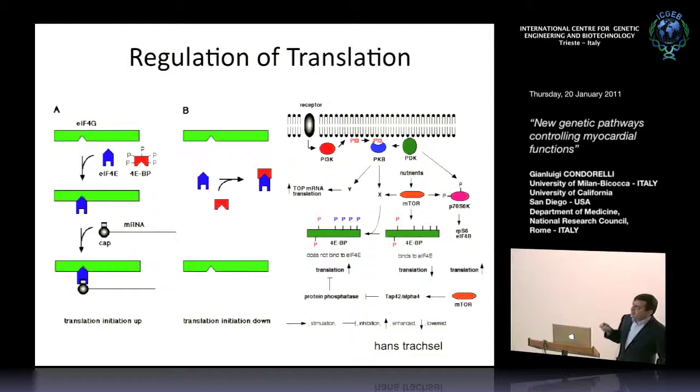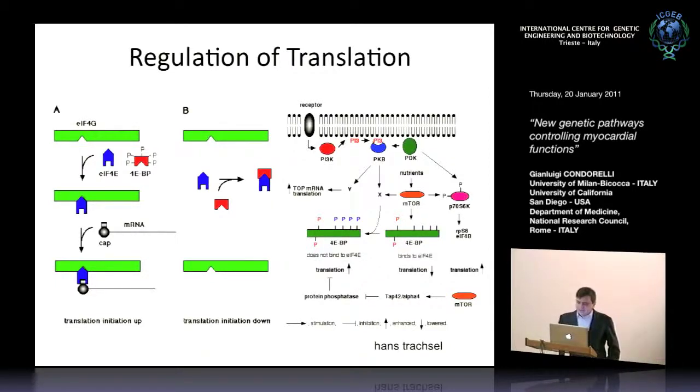4E-BP, when it's phosphorylated by mTOR, doesn't bind to IF4E. IF4E is important because it binds to IF4G. Once 4E and 4G are bound, the mRNAs that have this cap structure are translated. So this is a regulation especially of these cap mRNAs. And so nutrients activate mTOR, or IGF-1 activates mTOR, and this phosphorylates 4E-BP1. When phosphorylated, it cannot bind to IF4E, and so translation goes up, and vice versa.